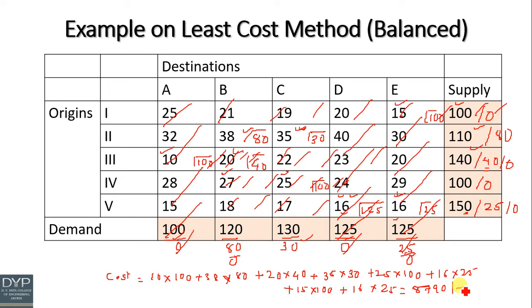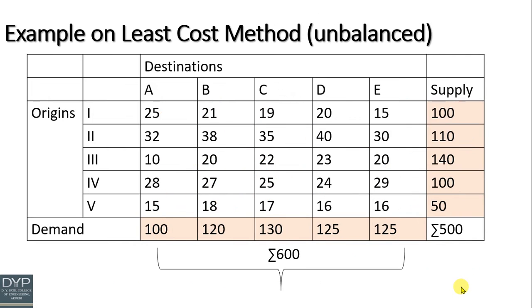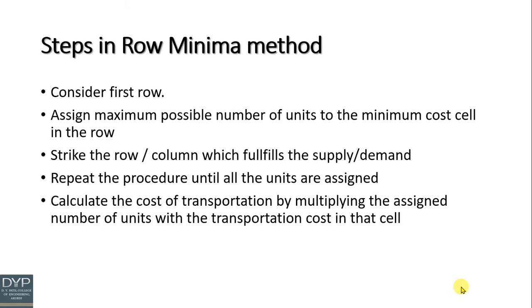So this is related with the balanced least cost method. Again, if it is an unbalanced one, that means the supply and demand are not equal, then either we have to add one row or the column. Here you will see that the supply is 500 and the demand is 600. So we are short of supply by 100. So now you have to add one row.